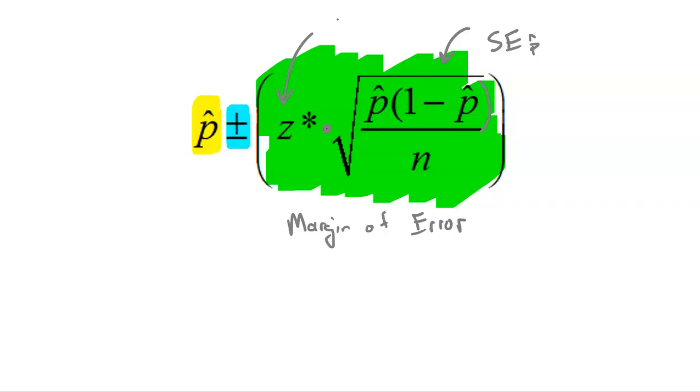And then z star, this is linked to your level of confidence. How confident do you want to be? And again, if you're looking for more detail on that, please pay attention to other videos of mine that go into a lot more detail. So all we're going to do is take our sample proportion, add and subtract this margin of error, which has the formula right there, and then you're going to get an interval for where you are pretty confident the true population proportion can be.